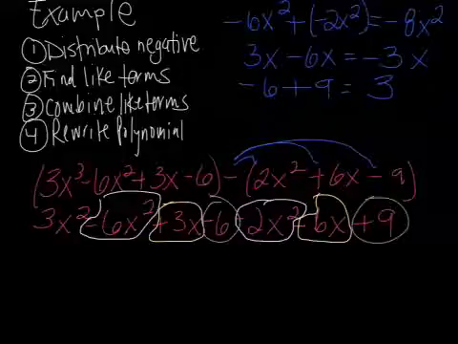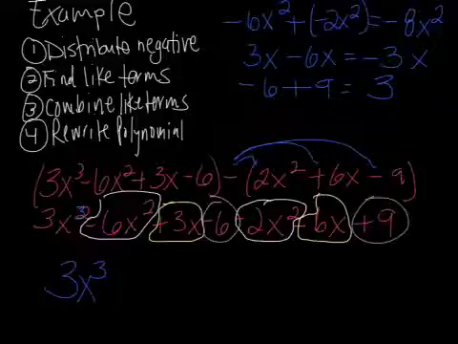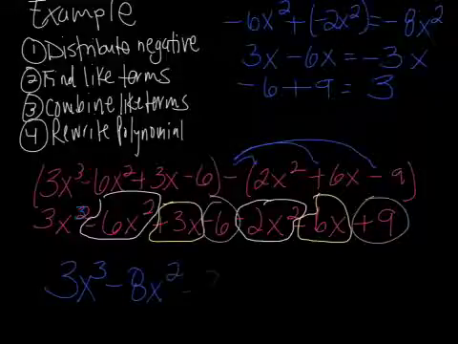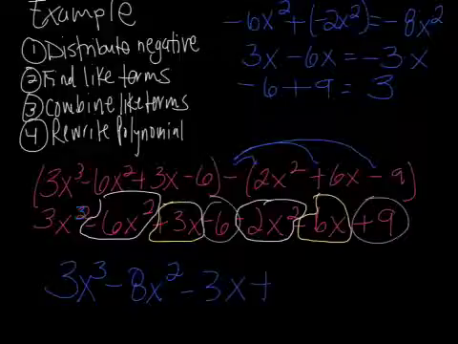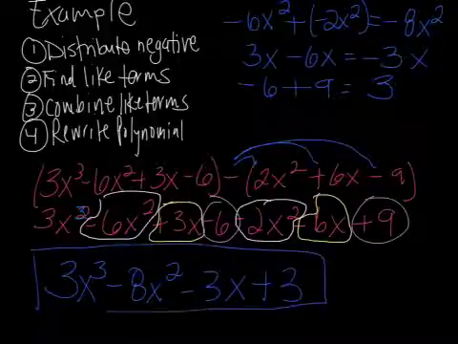So let's go ahead and rewrite the equation. We had 3x cubed. Sorry, this should be a 3 right here. 3x cubed minus 8x squared minus 3x plus 3. And there would be our simplified polynomial.